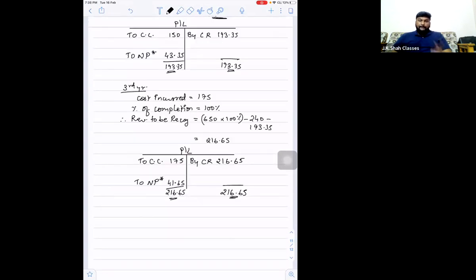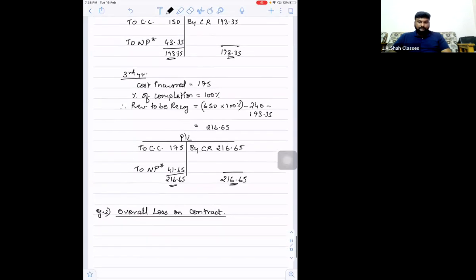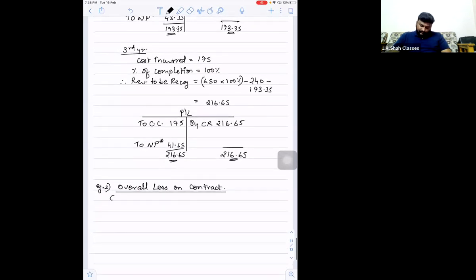And go for the second part where the overall result is a loss. Second example, example number 2. Overall loss on contract. Contract price is say 800.